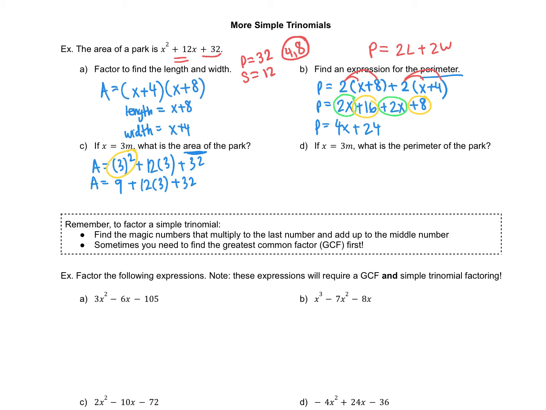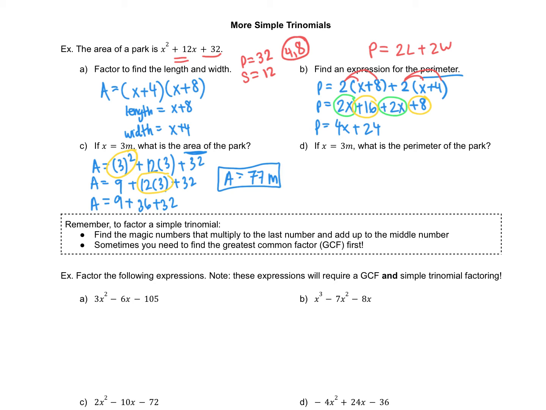Next would come division, but there's no division. So after that, we have multiplication, which we have right here. 12 times 3 is 36. And then finally, addition. So 9 plus 36 plus 32, and we get 77. And I'm going to add the meters because they did tell us x was 3 meters.